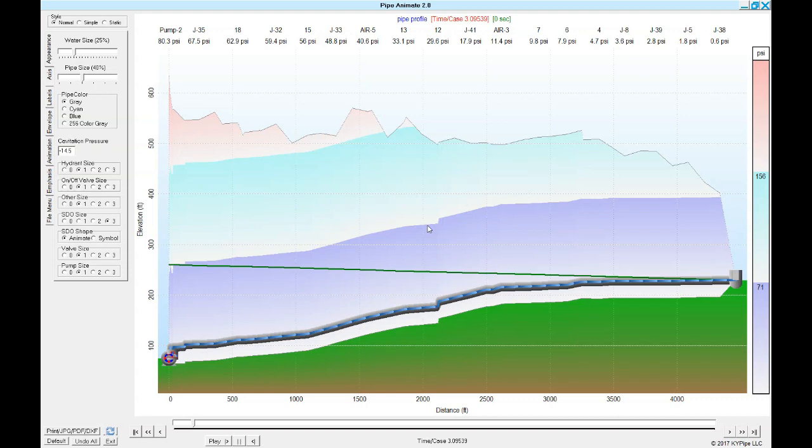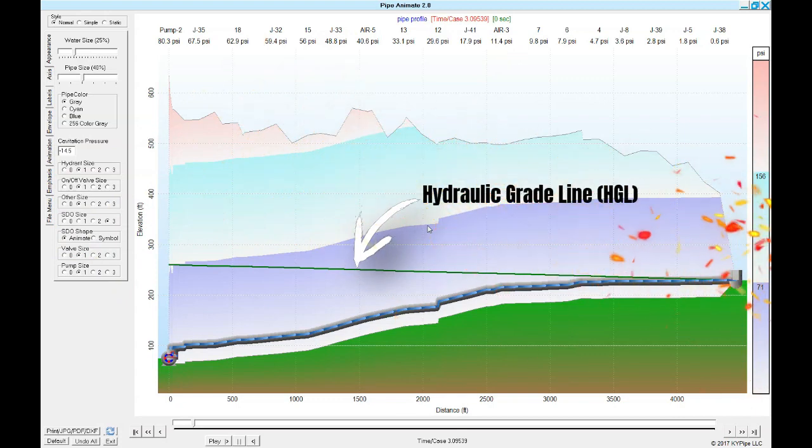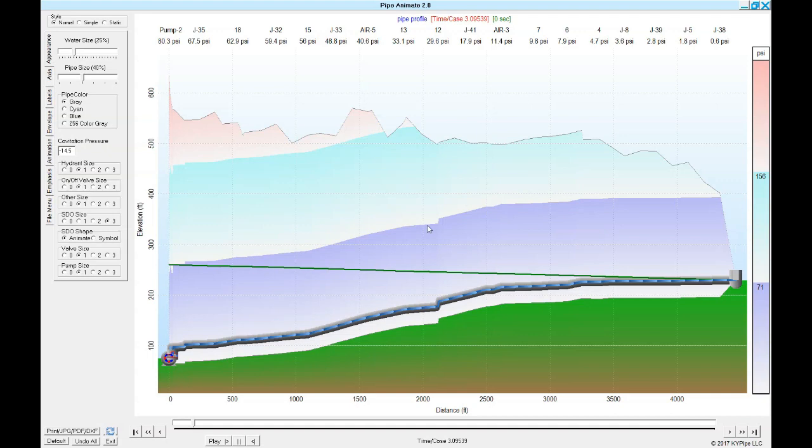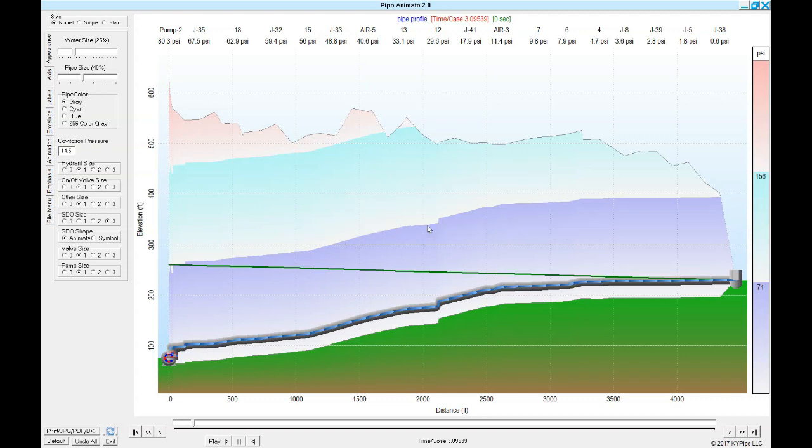When the pumps are running, the line is pressurized, and the green line, which is the hydraulic grade line, also known as HGL, shows the pressure along the length of the system. The pump is at approximately 75 feet, and the HGL is at approximately 260 feet, which gives us 185 feet ahead, or 80 psi pump discharge pressure. Looking down the line, we can see where the pressure is all along the line.